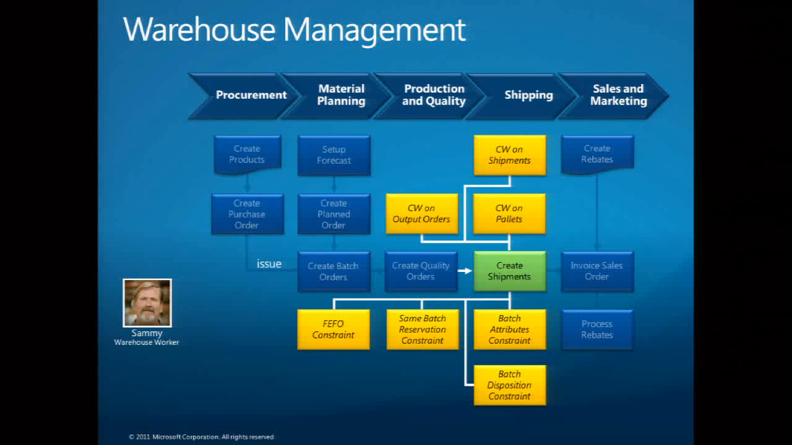And the last one is the batch disposition constraint, which is kind of the same thing. You can't basically use warehouse management 2 and ship something from an unavailable batch. Okay?